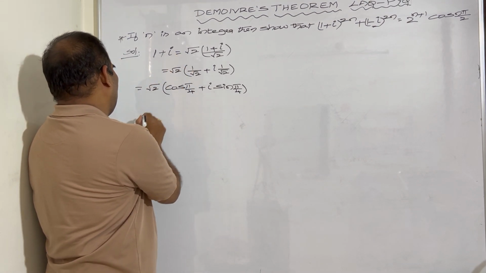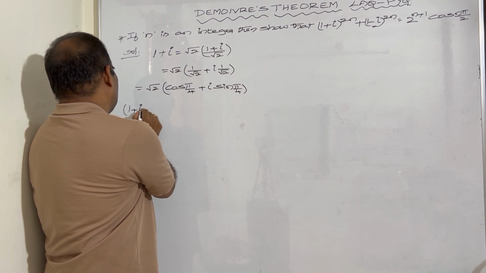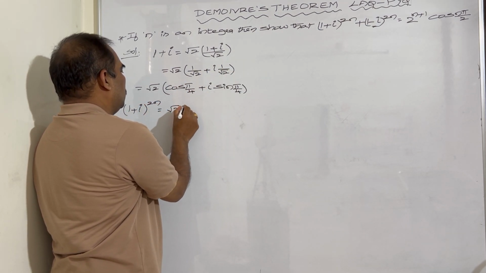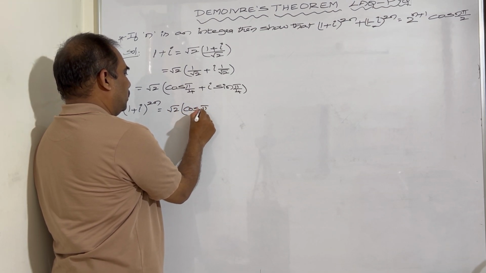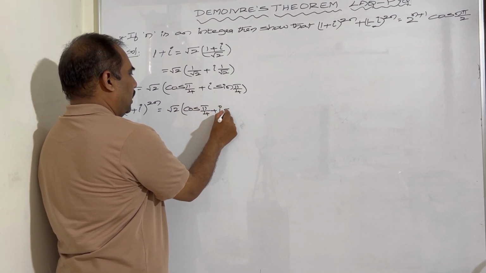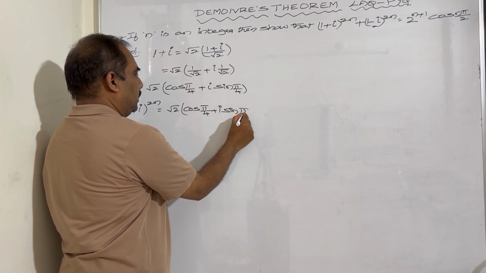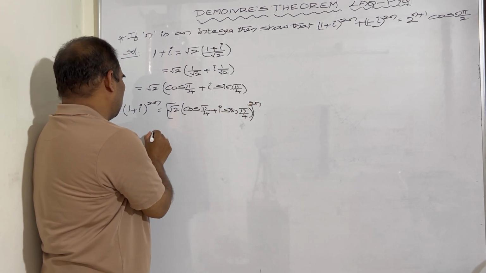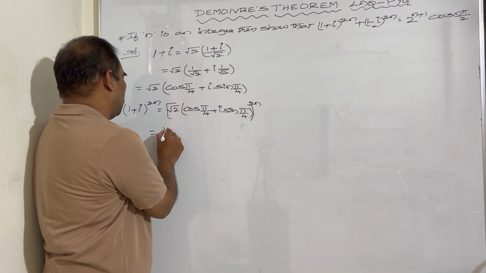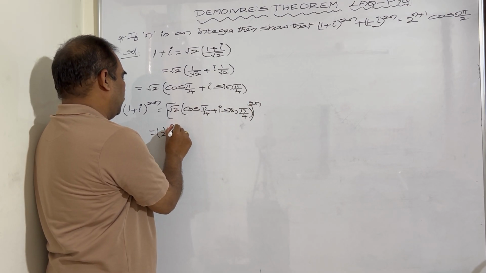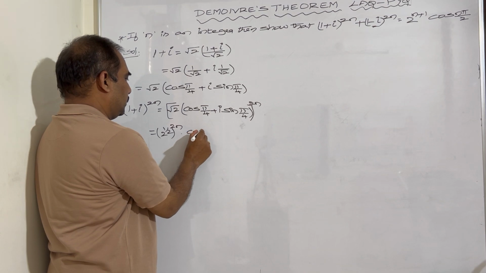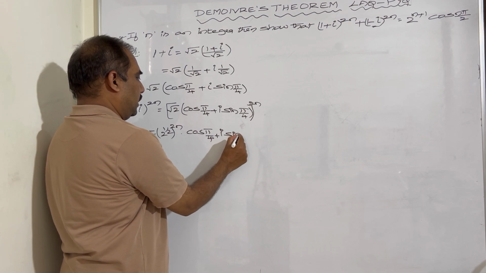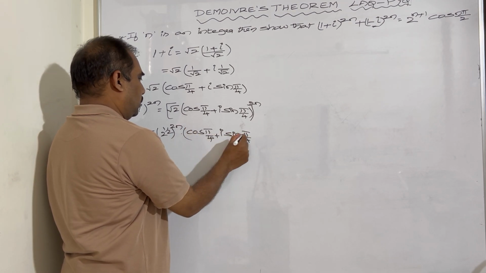Now we have 1 + i whole to the power of 2n, which is equal to root 2 into (cos π/4 + i sin π/4) whole to the power of 2n. So root 2 means 2 to the power 1 by 2, so (2^(1/2)) whole to the power of 2n into (cos π/4 + i sin π/4) whole to the power of 2n.